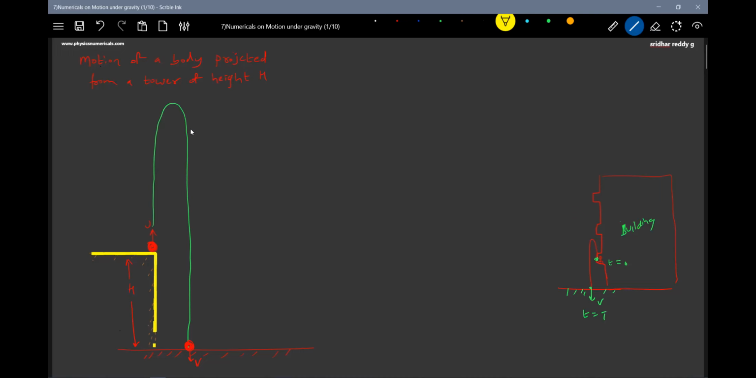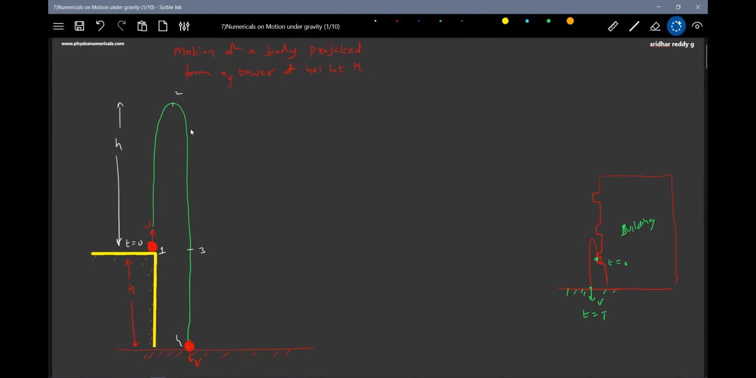I'll make this tower a little bit... I think, okay, no, it looks very neat. So when it is projected at t equal to 0, let me take the point of projection as 1, the highest point as 2. Again, it will be at the same level. Then let this be 4. Finally, it will be at 4. So then it will ascend to some height h from the tower. It will come to instantaneous rest here.